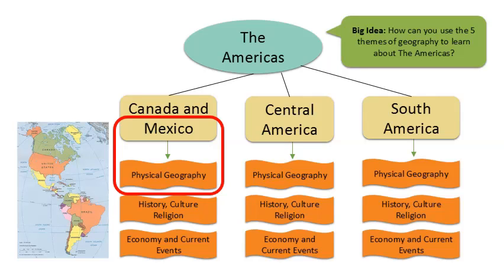Our study of the Americas is going to continue today with Mexico. So get your passport ready and let's travel to learn about Mexico and its physical geography.